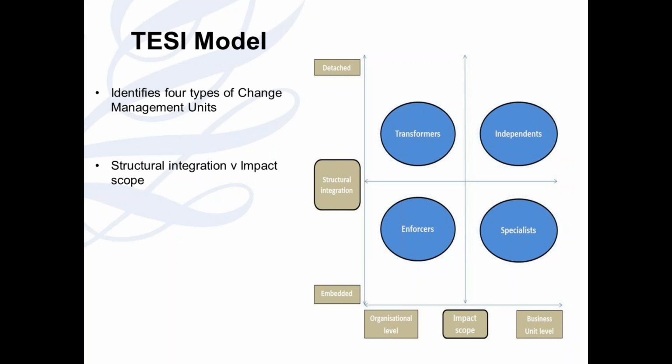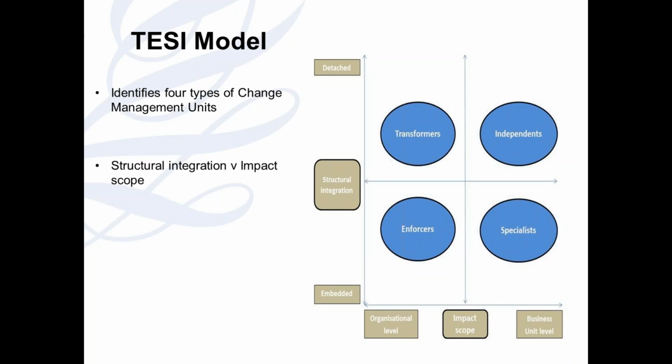How do we differentiate between those four different types? Well, as you can see on the model, the two different axes are differentiated based on what we call structural integration and impact scope. So by structural integration, what we are getting at there is that a key factor in organising change management units is the extent to which they are part of the organisational structure. So we differentiate structural integration on whether the units are embedded within an organisational structure. Do they sit very clearly within a traditional organisational chart? Are they very clearly integrated within existing organisational hierarchies? Or are the change management units more detached? Are they somehow separate to the traditional organisational structure? Do they sit outside of those standard organisational hierarchies?